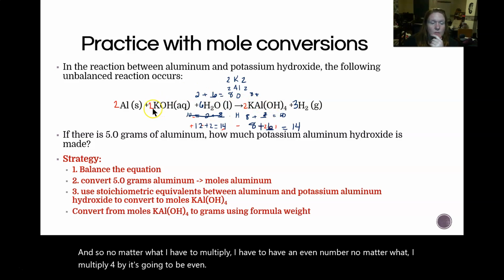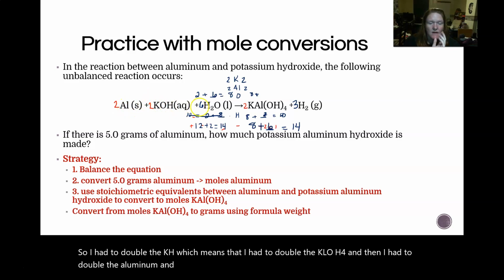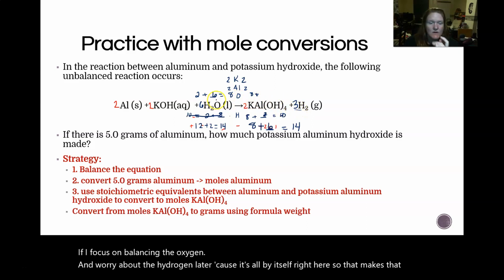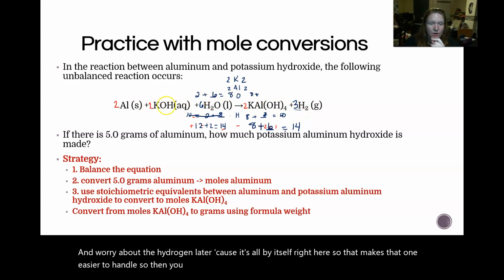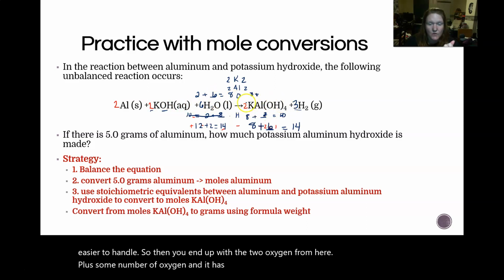So I had to double the KOH, which means then I had to double the KAlOH4. And then I had to double the aluminum. And once I do that, if I focus on balancing the oxygen and worry about the hydrogen later, because it's all by itself right here, so that makes that one easier to handle. So then you end up with the 2 oxygen from here, plus some number of oxygen, and it has to add up to the total over here, which is 8. So I put in a 6. And that's how you get to 8.